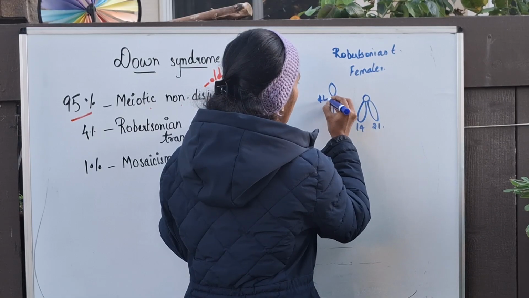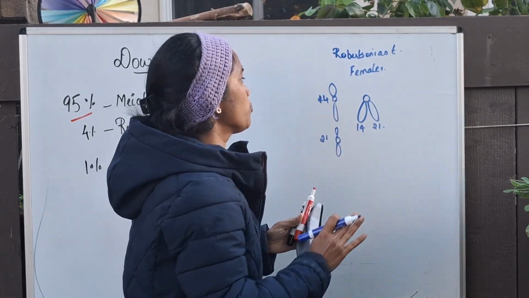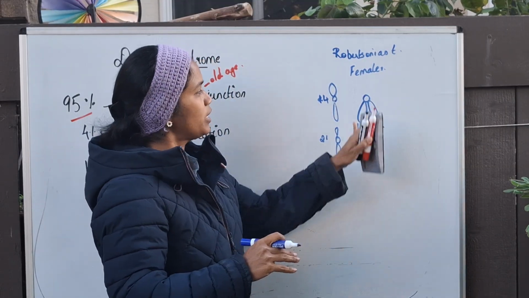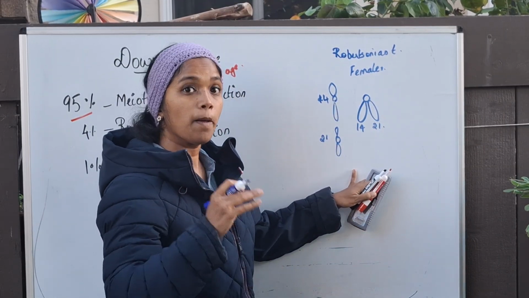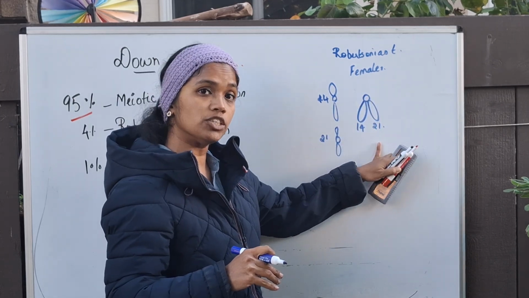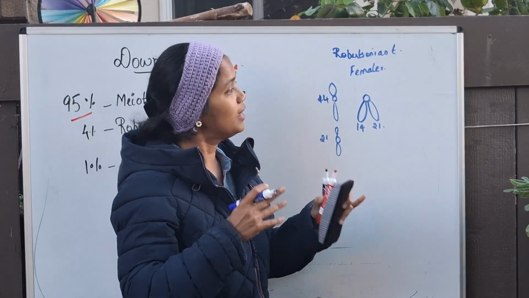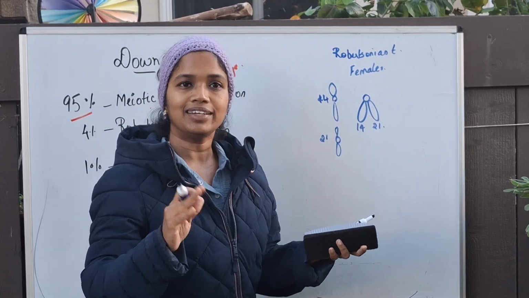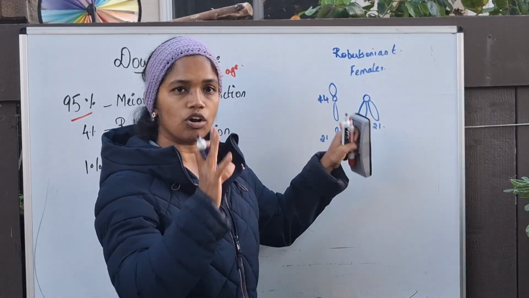So let this be 14 and let this be 21. This is how the females present. They don't have another 14 attached to it, and they don't have another 21 attached to it. Instead, one half of 14 and one half of 21 are attached to each other, and even though chromosomally it is abnormal, they are a balanced carrier. That is, nothing is shown because all the information that is needed is present in this configuration.